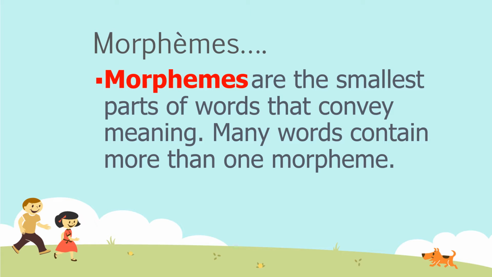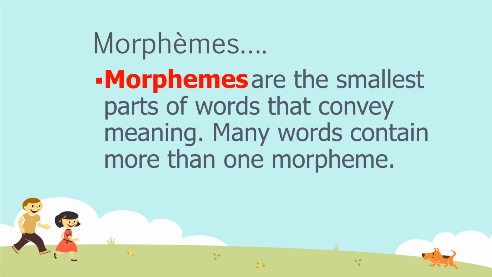Usually, people think of words as the smallest unit of language, but there are even smaller pieces of words, and that is called morphemes. Morphemes are the smallest parts of words that convey meaning. Many words contain more than one morpheme.